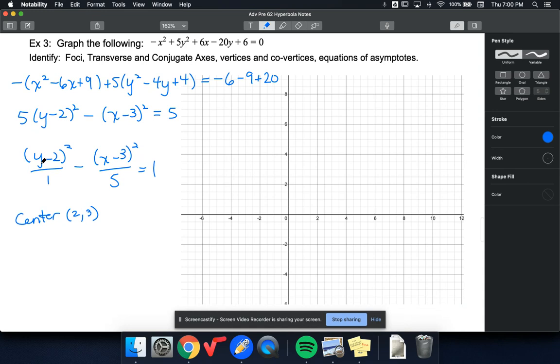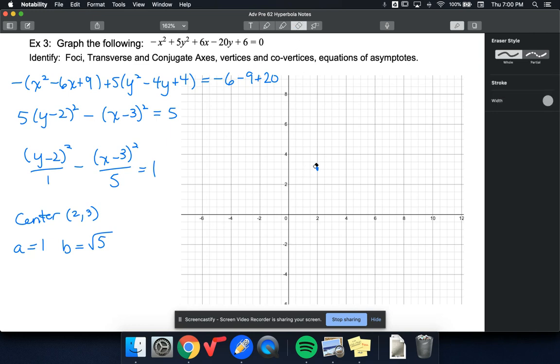It's going to open up because I start with the y. My a value is going to be 1. My b value is going to be root 5. Remember, I'm taking the square root of both of these. So I'm going to go ahead to my center. So over 2 up 3. No, that is not true because my x coordinate of the center is 3. The y value is 2. Over 3 up 2. There's my center.